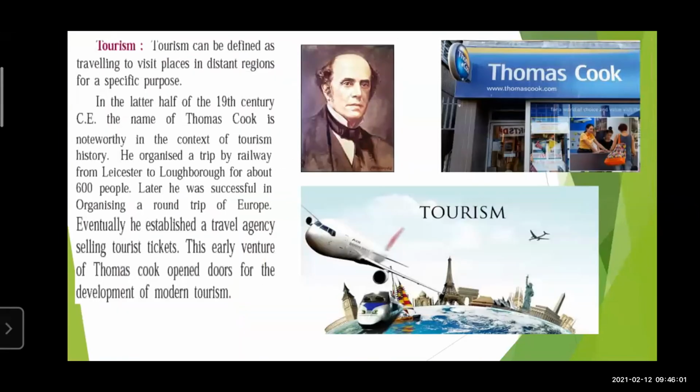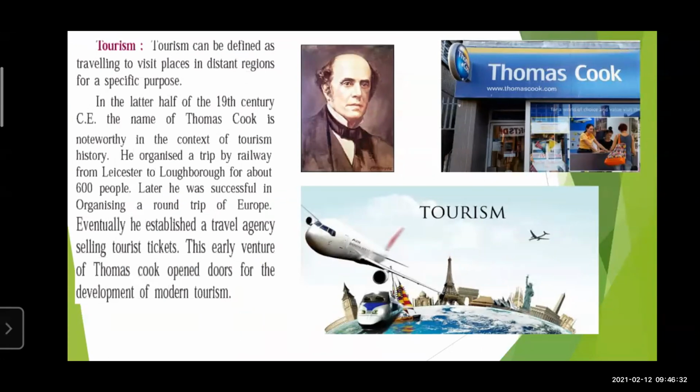Now, tourism. What is the definition of tourism? Tourism can be defined as traveling to visit places in distant regions for a specific purpose. As I told you, it's basically traveling to visit different places, far away regions, for a particular or specific purpose. Now let us go back to the history of where this tourism started.